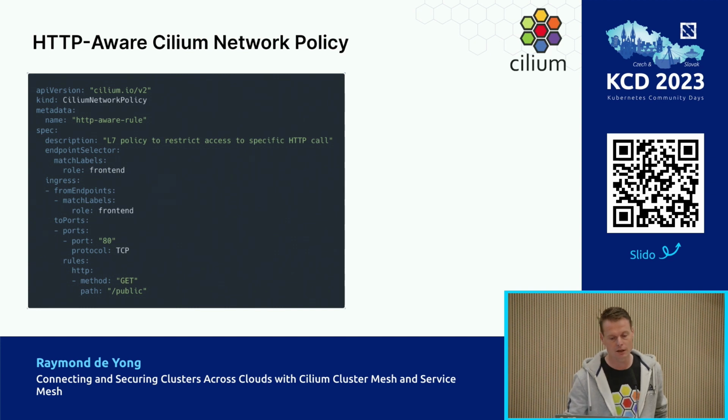How it looks like is using HTTP rules in, for example, Cilium network policy. So in this simple example, I'm only allowing a GET method on the public URL. And we also support protocols like gRPC, Kafka, Cassandra, and others.